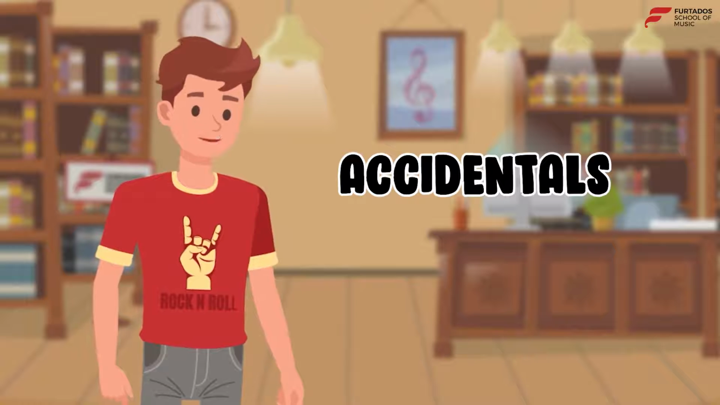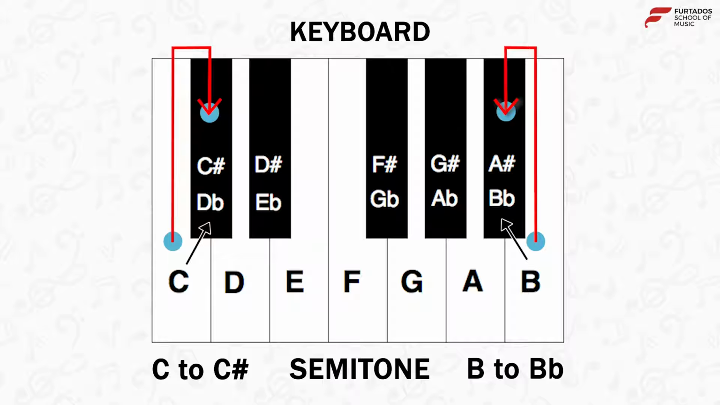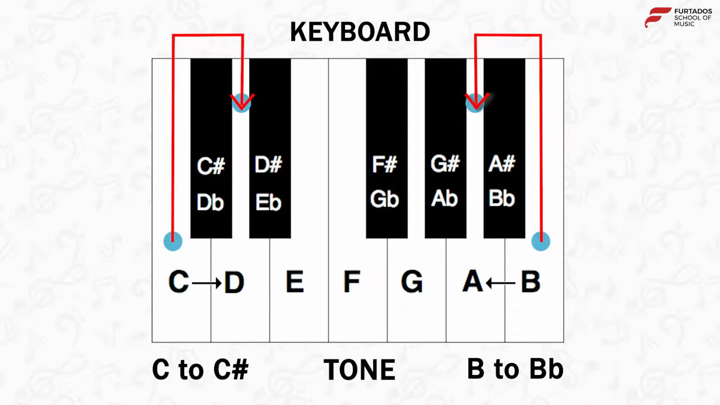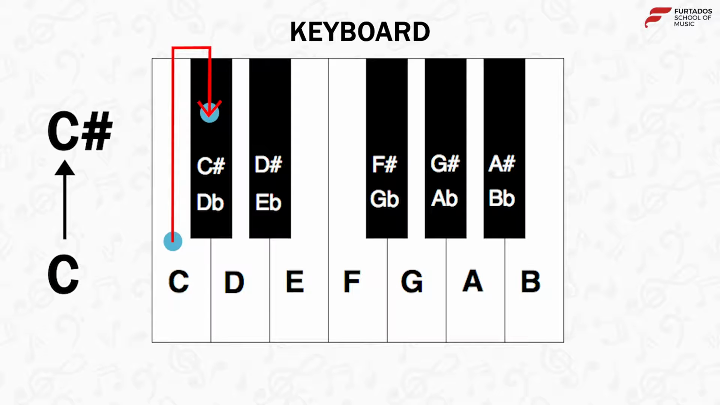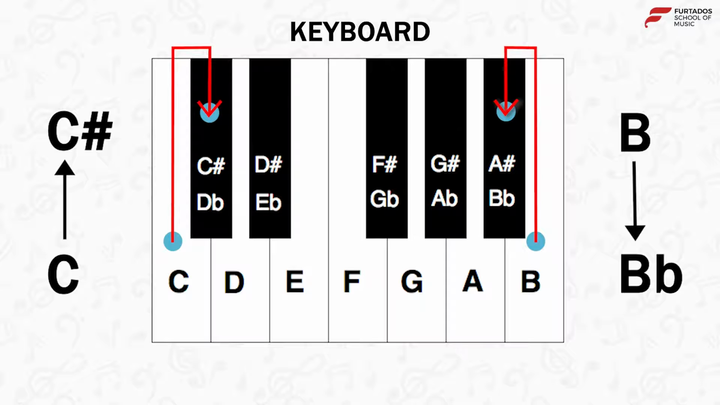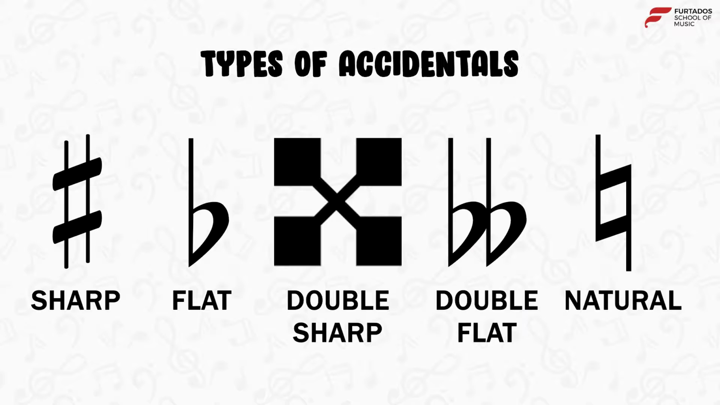An accidental is a symbol in music notation that raises or lowers a natural note by one or two half steps. The accidental changes the pitch so that the note is either higher or lower than the original natural note. Accidentals are written to the left of the note head. There are 5 types of accidentals in music.